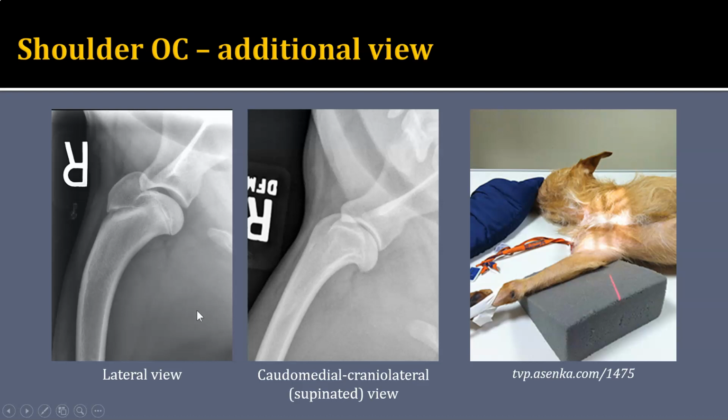We still obtain the view with the X-ray beam directed from above the patient to the image receptor within the table. On the left of the slide is the normal lateral view, and then in the middle of the slide is this caudomedial craniolateral or supinated view. And how we tell that it's supinated is pay attention to the greater and the lesser tubercles and the spacing in between. When we look at this supinated view, we can see that the greater and lesser tubercle are much more closely aligned because of the obliquity of the position. Both of these views are totally normal dogs, so we don't see any signs of osteochondrosis.